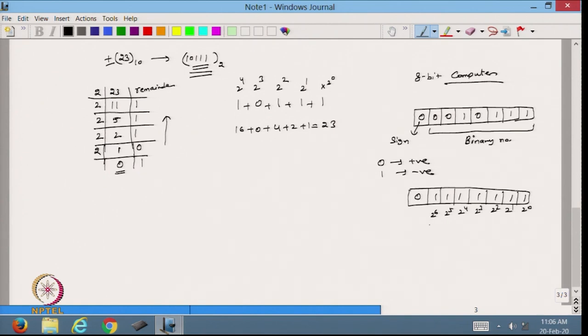So, 2 raised to power 6 is 64 plus 32 plus 16 plus 8 plus 4 plus 2 plus 1. Adding it gives you the value 127. So, it gives you the value 127. It means the maximum integer number you can save in the 8 bit computer is 127. Similarly, I can go for minus 127, the minimum value.